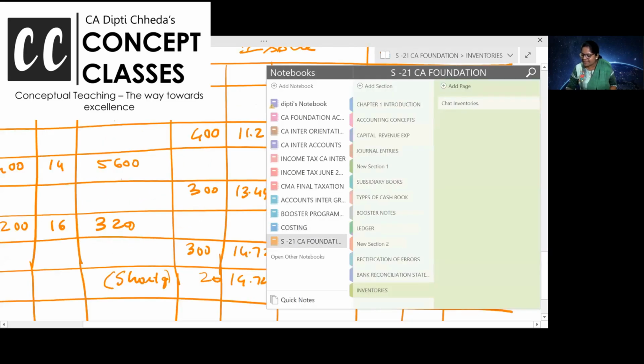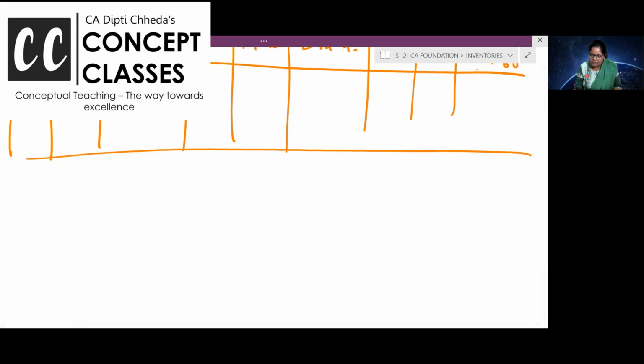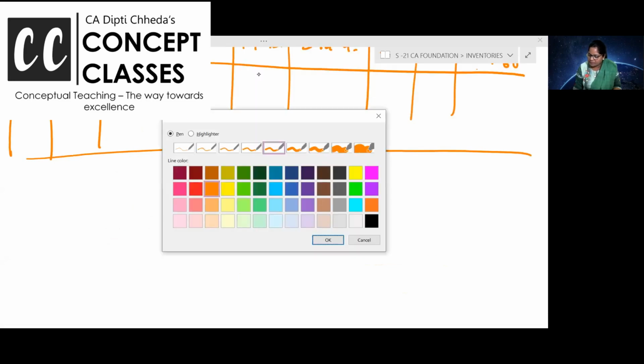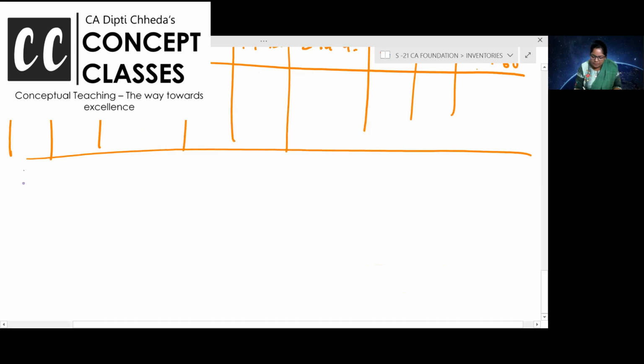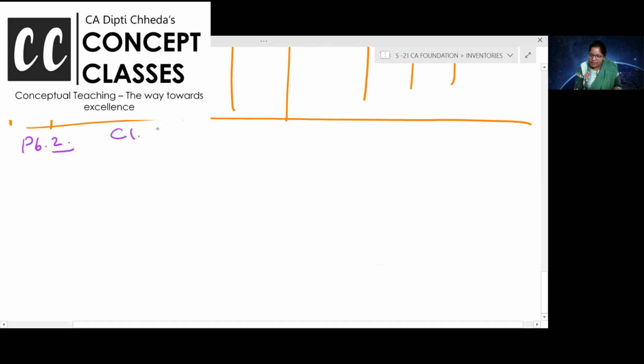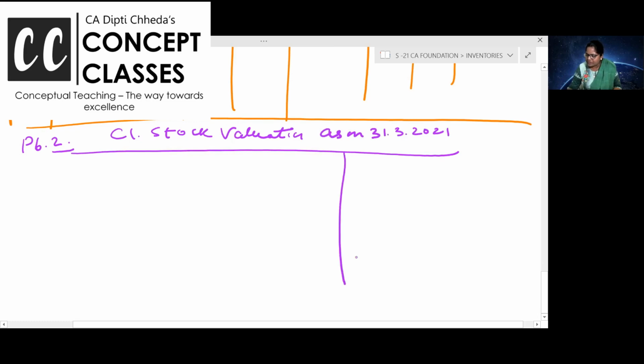This is the inventory chapter. This is yesterday's table, what we have done. Over to problem number 2. Problem number 2: we have to do closing stock valuation as on 31st of March 2021. We'll do the closing stock valuation as on 31st March 2021.